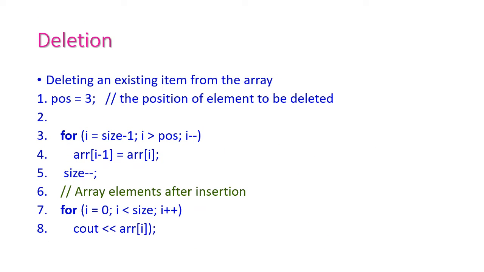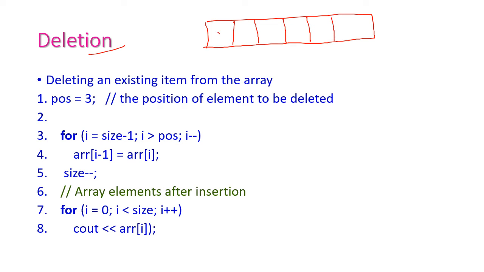The next operation is the delete operation, which is the opposite of add. That is, an existing data item is to be deleted here. For example, 5, 10, 15, 20, 25. These two are empty here. What is the size now? 0, 1, 2, 3, 4. Totally 5. The size is 5 now, isn't it?